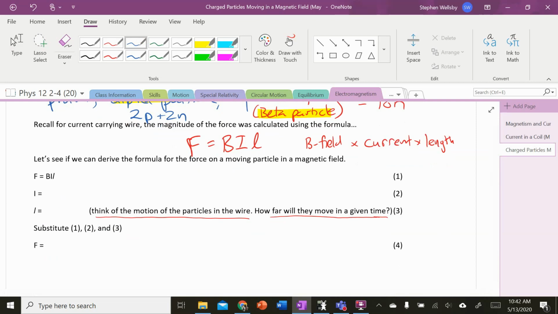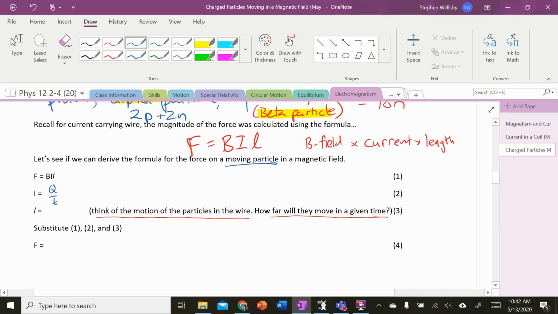So if you have tried this, let's see what we find out. We're leaving everything here in terms of variables. Now we have one formula for current, which relates to charged particles. We're talking about a moving particle in a magnetic field. And so whenever we're talking about current, we're talking about the rate of flow of charge. So current is just charge divided by time. Okay, so this is how we're going to get from F equals BIL to F equals our new formula.